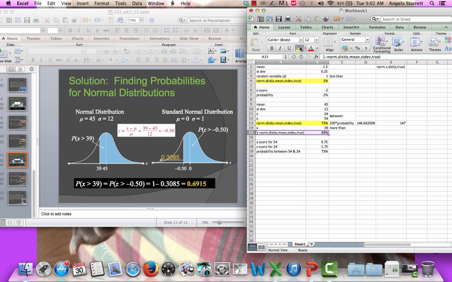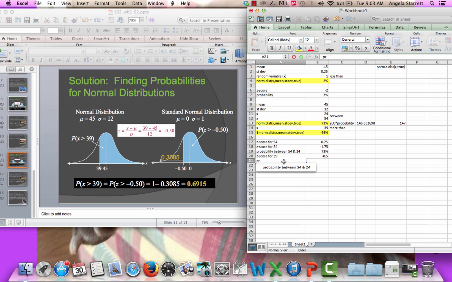And I will highlight that probability for you. So again, when we want more than, it's 1 minus the probability to the left. All right, can we do a z-score? Sure we can. First we need a z-score for 39. So we do equals 39 minus the mean of 45 divided by the standard deviation of 12. We get a z-score of negative 0.5.